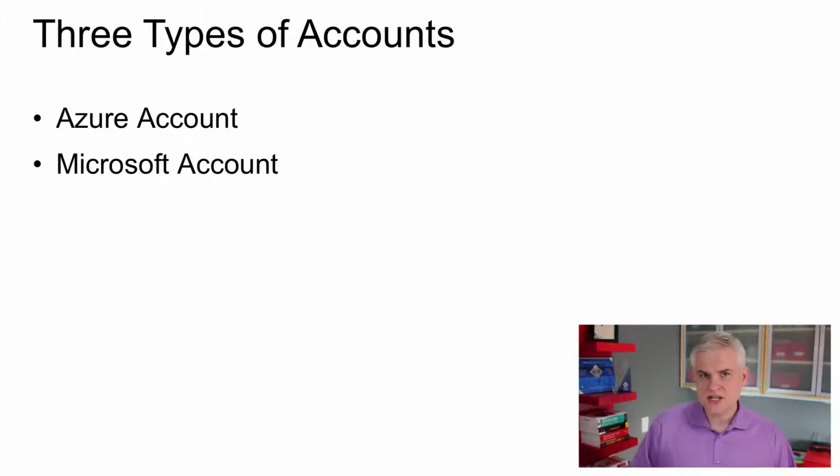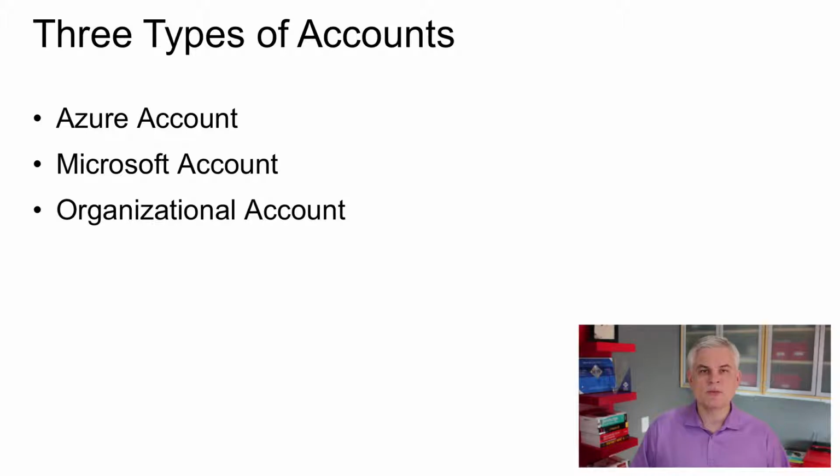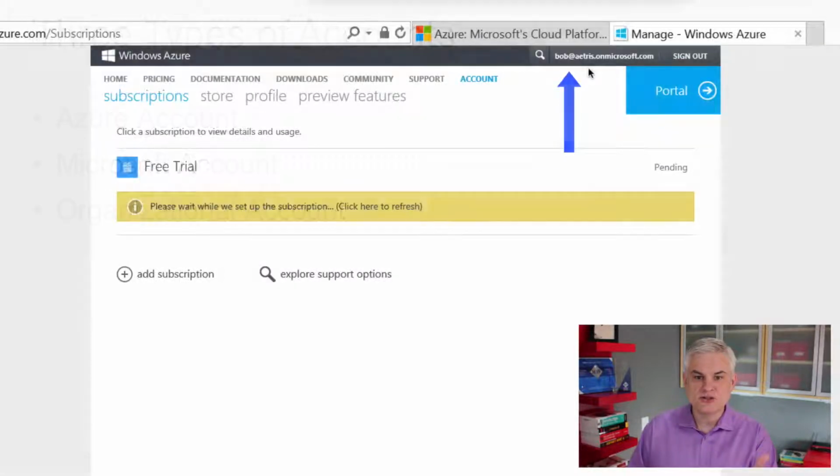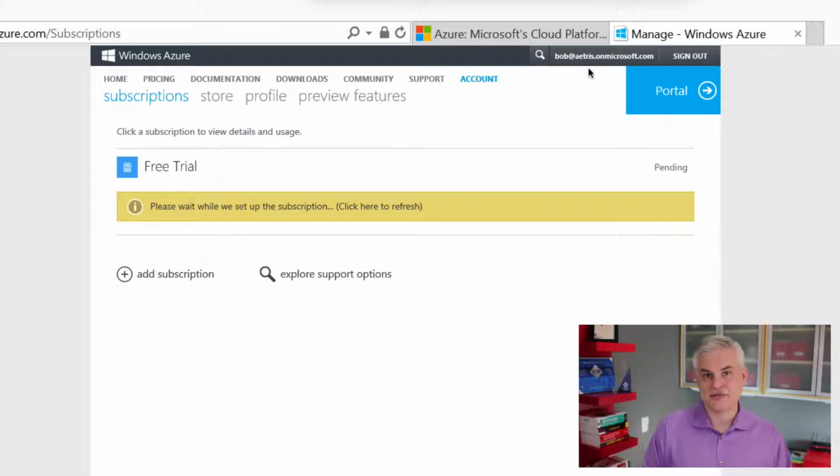Then there's an organizational account, and this is what we created when we set up the account. You can see bob@atris.onmicrosoft.com. That's an organizational account. This is an account that identifies me inside of my organization, my school, my company. And we're only going to create organizational accounts for those that are inside of the Atris company in order to utilize Azure in some way.